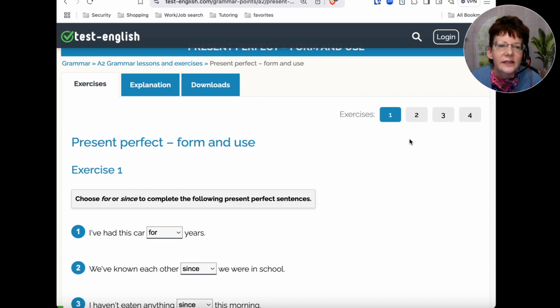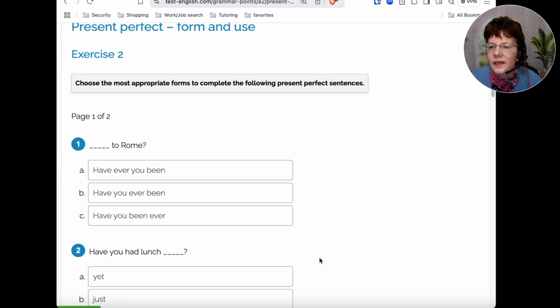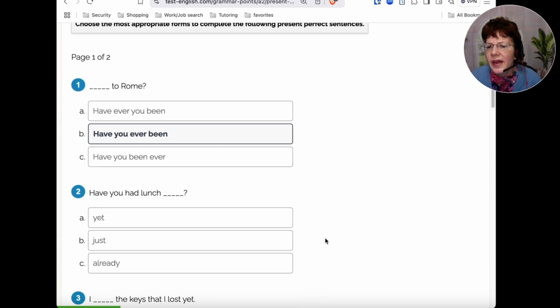All right, let's look at number two. Okay, multiple choice here again. Okay, so we're starting with the question. Which one looks like the best start? Have ever you been? Have you ever been? Or have you been ever to Rome? Okay, so we know that ever always comes before the verb. So if you chose option B, have you ever been? That would be correct.